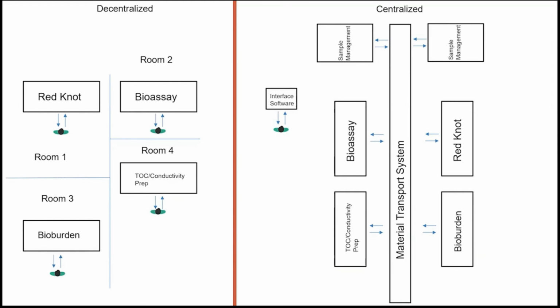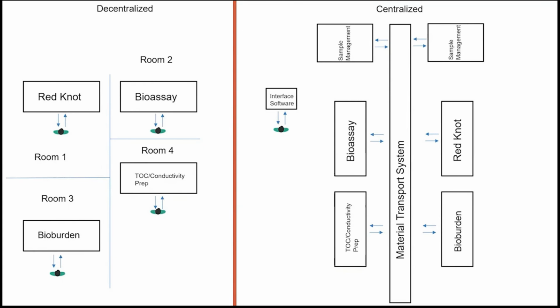For a centralized system, we would connect multiple assay platforms to some material transport system that could be conveyor belt, autonomous vehicle, or even a person. That material transport system is connected to a sample management system, which acts as an interface between the production area of the site and the QC area of the site.